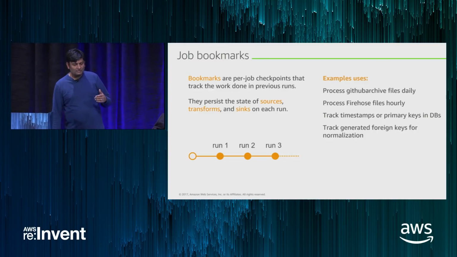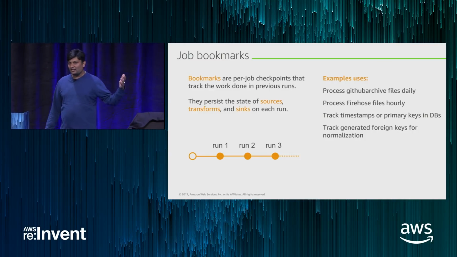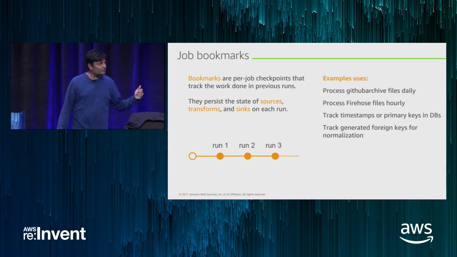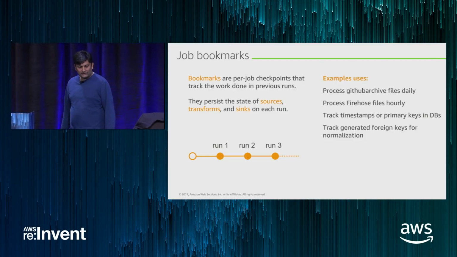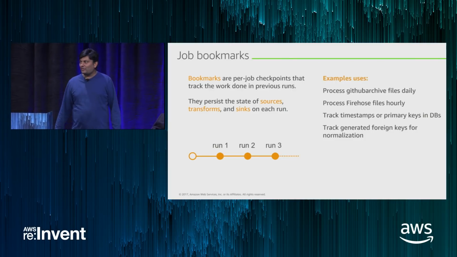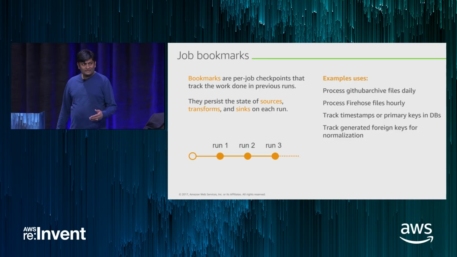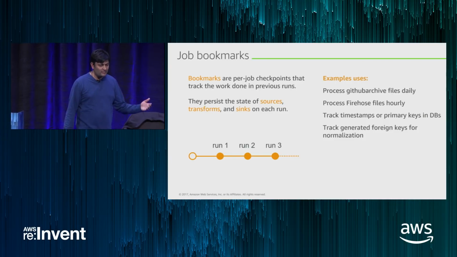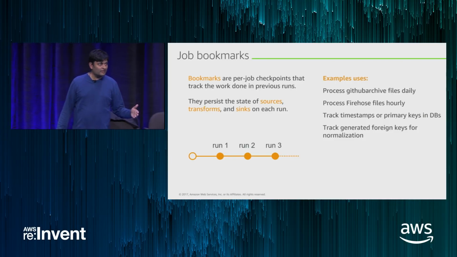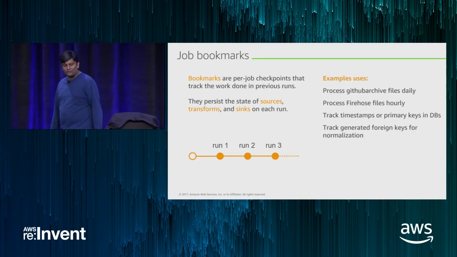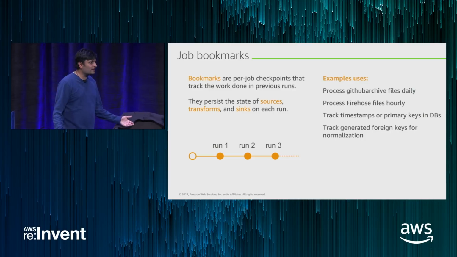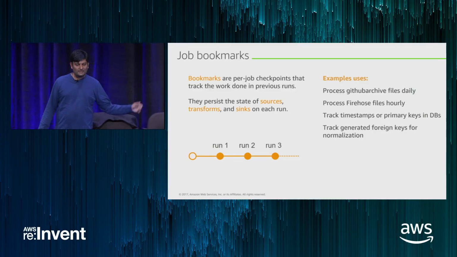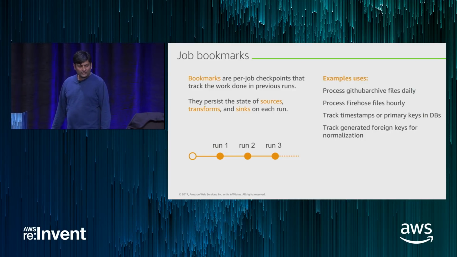Some of the things that you can do with job bookmarks is process files on a daily basis for our GitHub archive example. You can process Kinesis Firehose data on an hourly basis. It looks very similar. You can track timestamps on tables and databases or primary keys to see which rows you've already consumed so that you don't reconsume the same rows. And you can also track the keys and foreign keys that you generate when you normalize your data, in particular for the Relationalize transform.